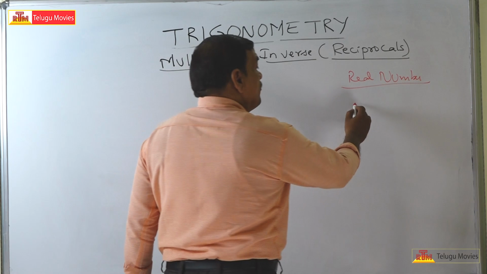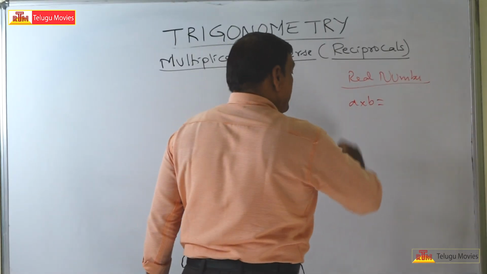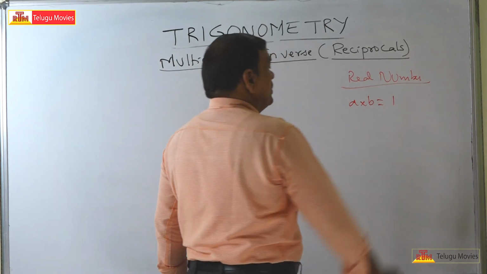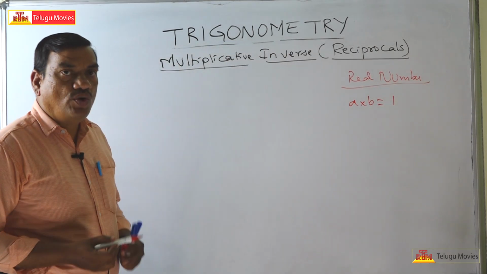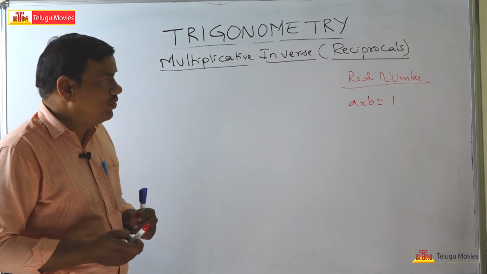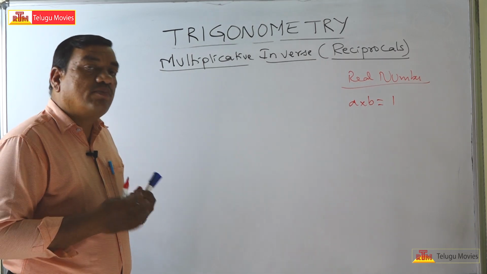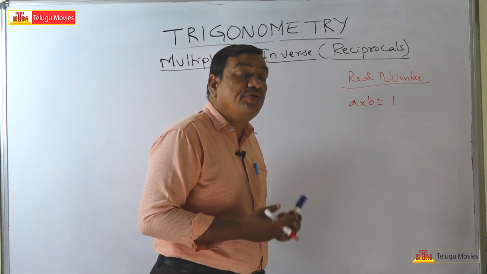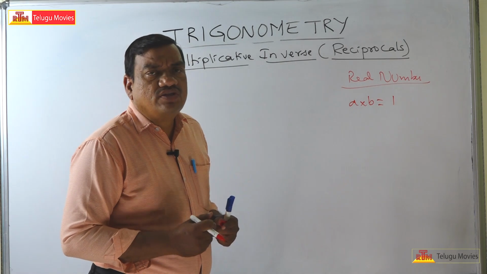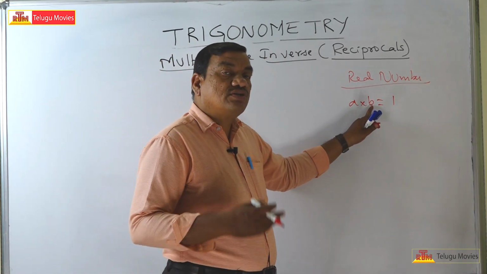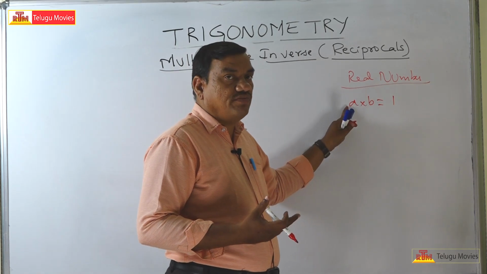If the product of two numbers a and b is equal to 1, where a and b are non-zero real numbers and cannot be equal to 0, then each one is called the multiplicative inverse of the other. Otherwise, we simply call it a reciprocal. So, a is the multiplicative inverse of b, and b is the multiplicative inverse of a.